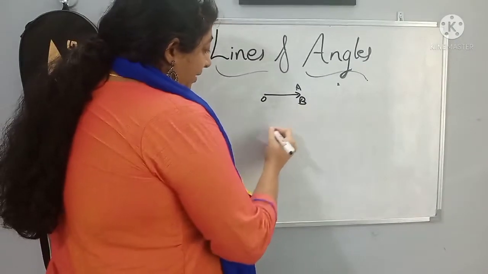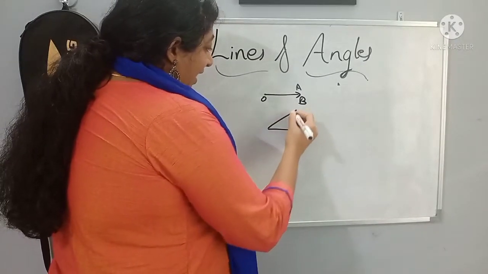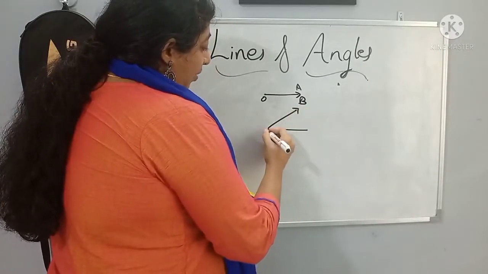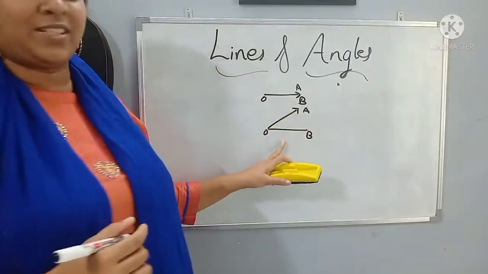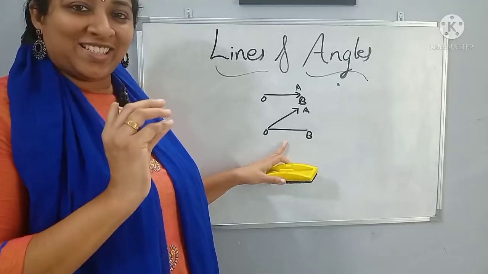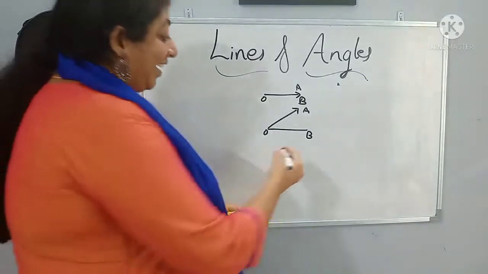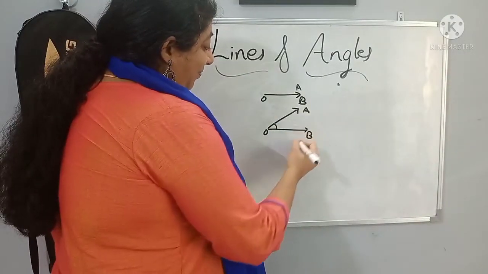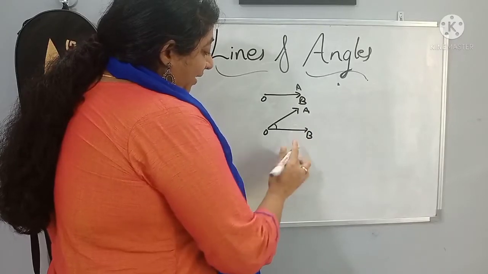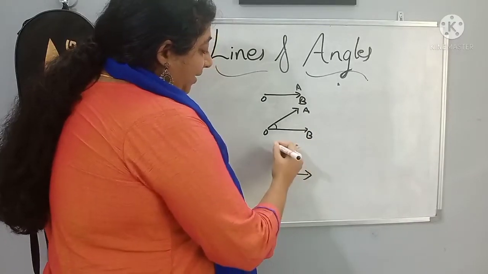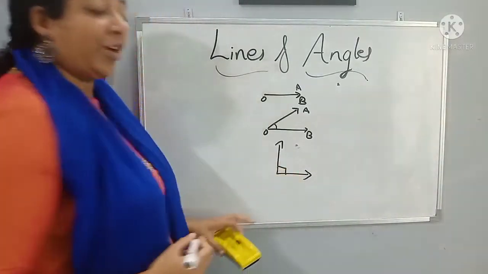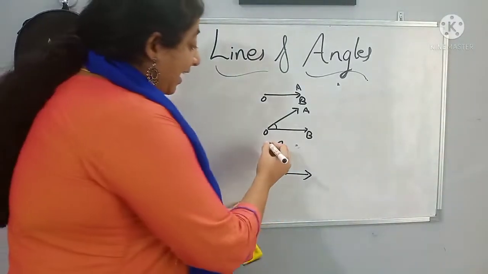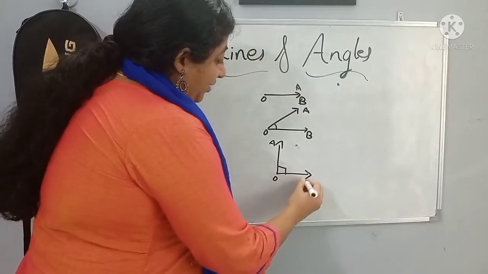Now again I will extend this ray. So this is OA and OB. This is a very small one, very cute one, isn't it? So this is an acute angle. Now coming to the next one, I increase the angle a little bit, so we get the right angle. We already studied that. This is the right angle AOB.